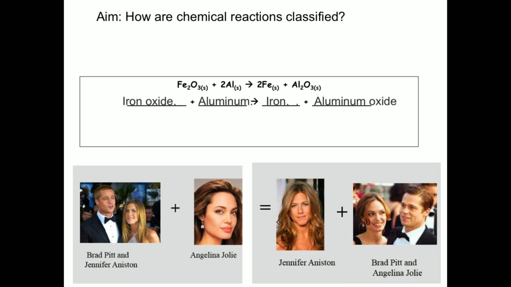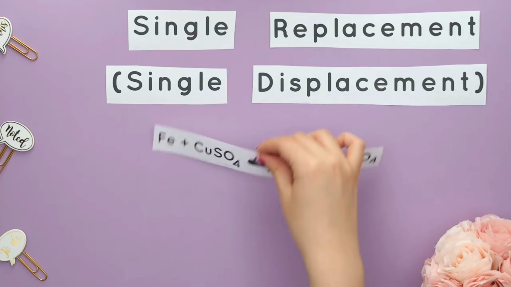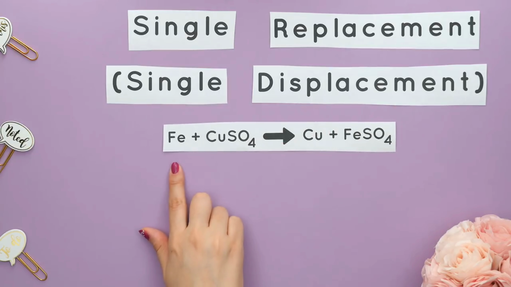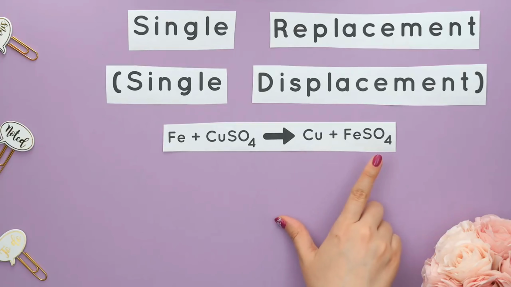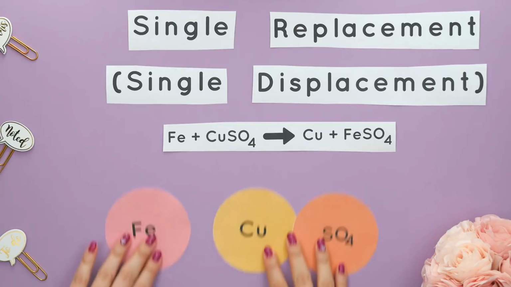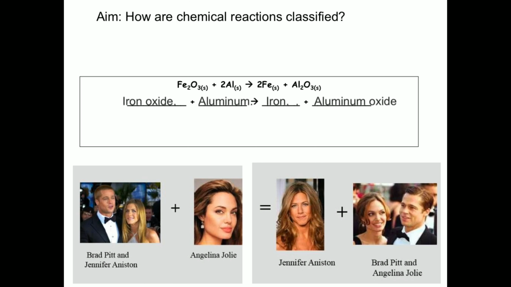In this chemical equation, we begin with iron 3 oxide and aluminum, and then we form iron and aluminum oxide. Notice here how the metals iron and aluminum switched places. Single replacement or single displacement reaction. Here's an example. Our reactants are one element plus one compound, and those form one element plus another compound. Notice that we are just switching the metals to form our new products.